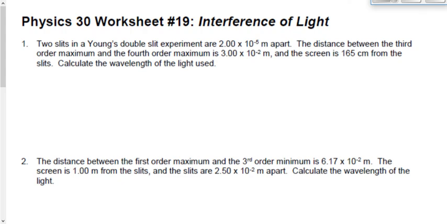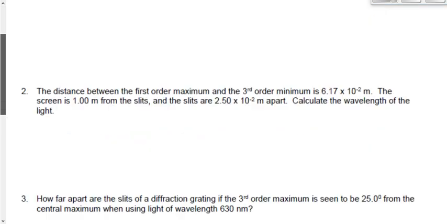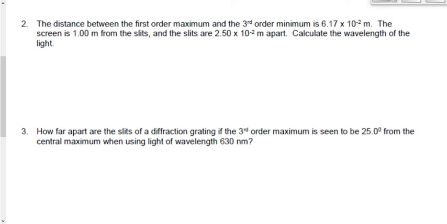All right, let's continue on with our homework now. It was worksheet number 19. We had the first 8 questions assigned. We're going to do questions 2, 5, 6, and 7 here now with you. Question 2 says the distance between the first order maximum and the third order minimum. Again, we got maximum and minimum. We got to be careful with that. Is 6.17 times 10 to the minus 2 meters. The screen is 1 meter from the slits, and the slits are 2.50 times 10 to the minus 2 meters wide. What's the wavelength of the light?